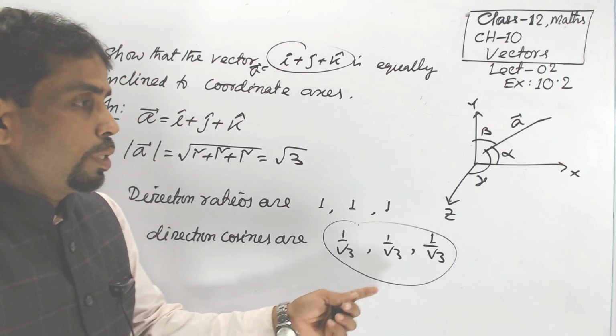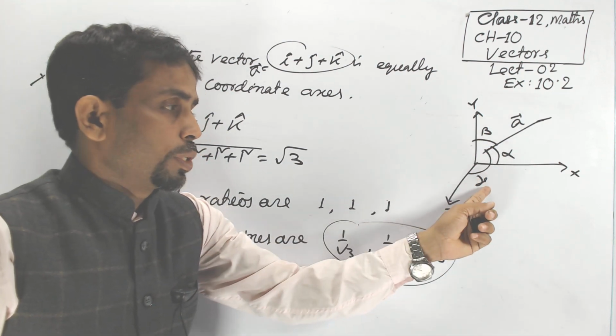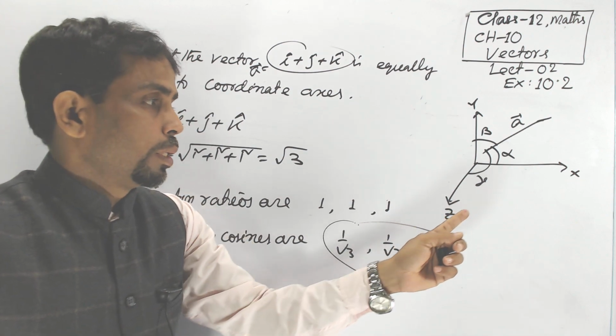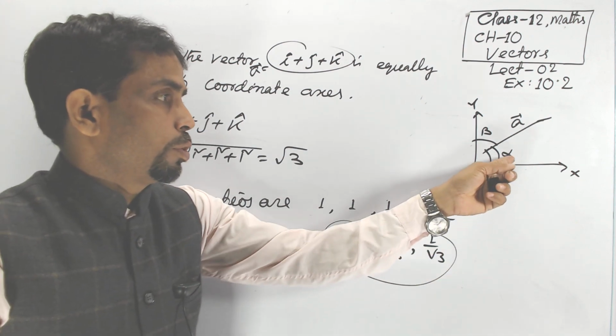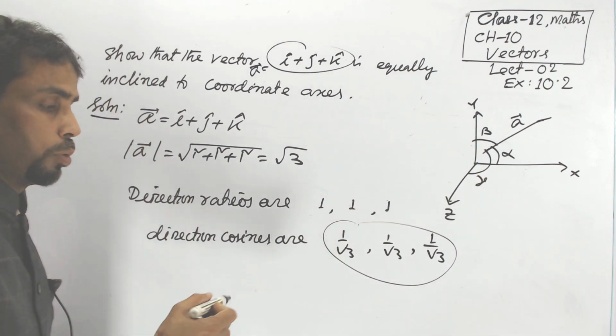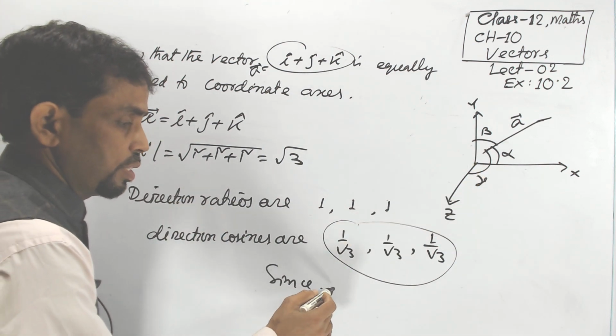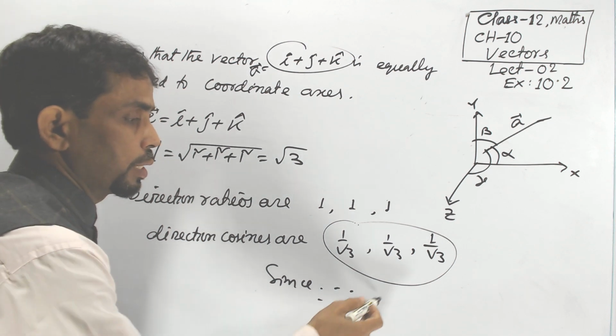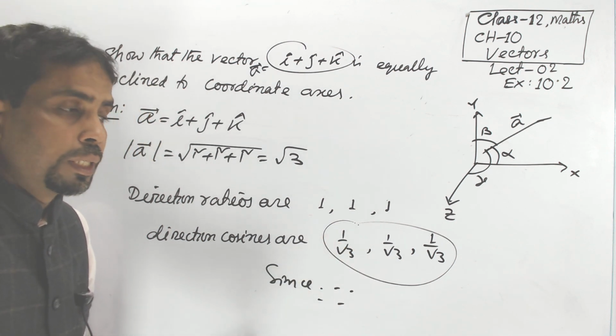Direction cosines means cos alpha, cos beta, cos gamma. These three are equal. And since these three, cos alpha, cos beta, cos gamma, are equal, hence the angles alpha, beta, gamma are also equal. So you can write the conclusion like this: since the direction cosines are equal, therefore the vector is equally inclined to the coordinate axes.